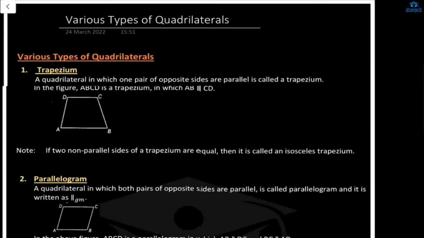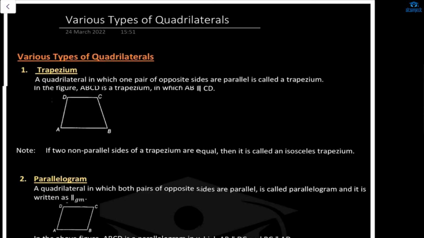Now, various types of quadrilateral. There are various types of quadrilateral. What are these different types? The first one is the trapezium. What is a trapezium? A trapezium is a quadrilateral in which one pair of opposite sides are parallel. Only one pair is parallel.